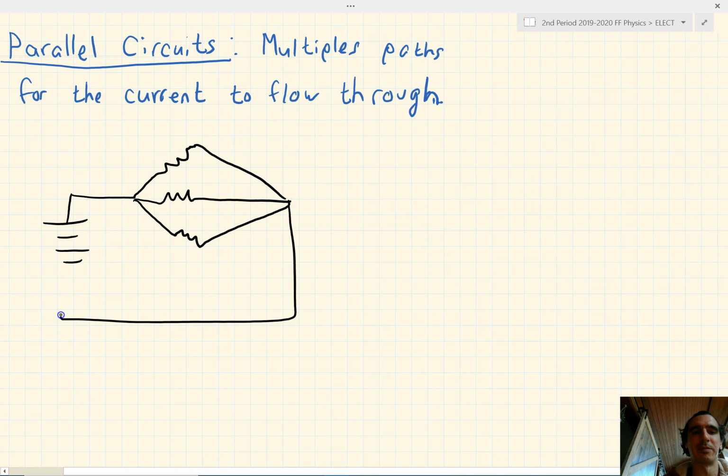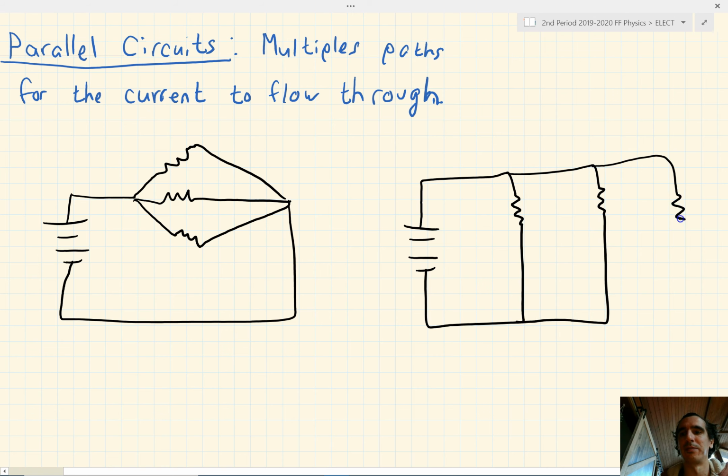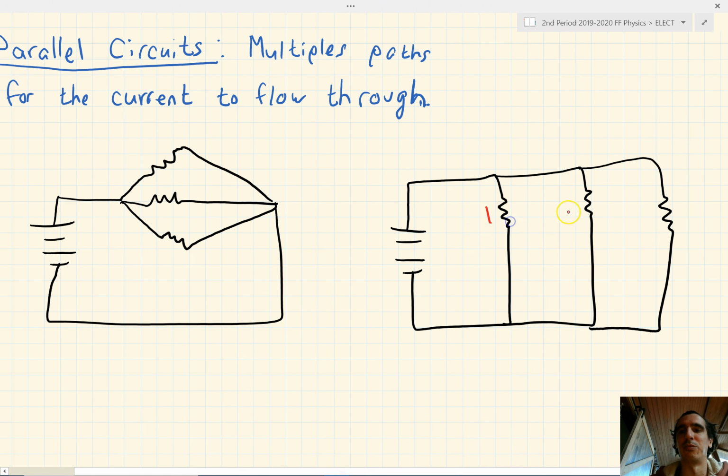then back to the battery. Now the other circuit we could do is we could make it so they look parallel to each other. They're the exact same circuits, but they do look different. And as we can see in this one, the resistors are all parallel to one another. So one thing that we can notice off the bat is for a parallel circuit, there's different branches for the current.